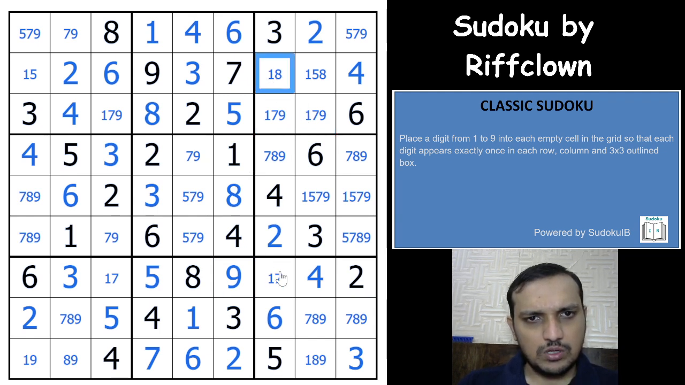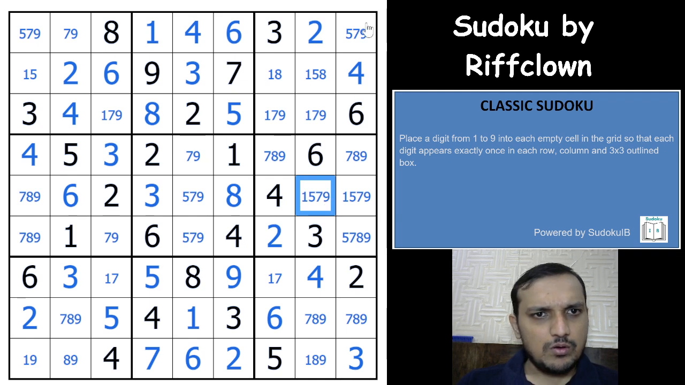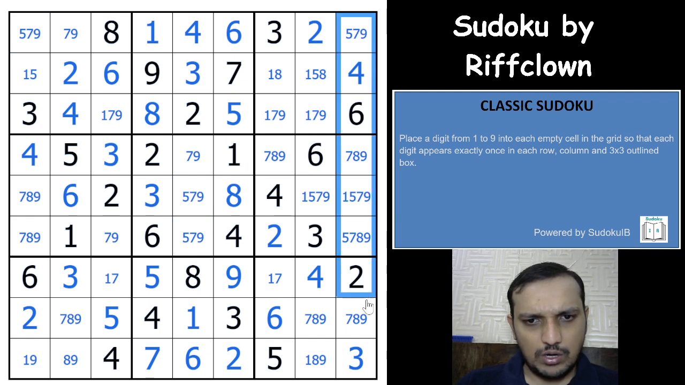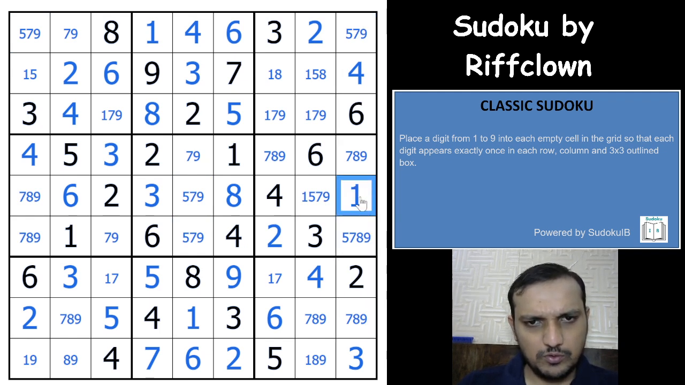One, 8, 1, 7, 9 is in one of these two cells. That doesn't help us. 1 is in one of these two cells. Oh, you have hidden 1 in column 9. There's only one place for 1 in column 9. This has to be a 1. That's nice. I didn't see that.